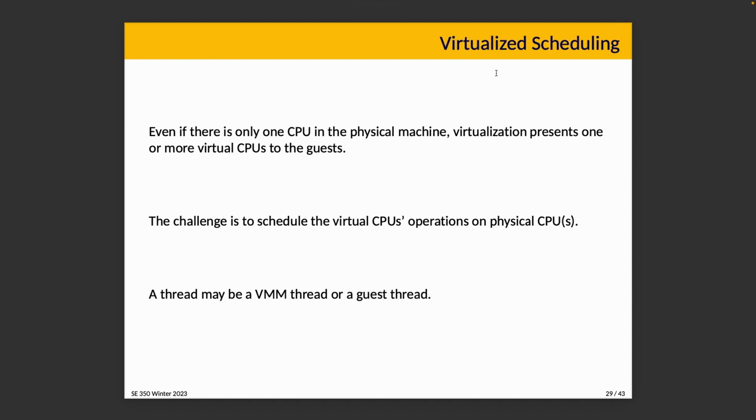So even if there's only one CPU in the physical machine, virtualization presents one or more virtual CPUs to the guests. And given whatever machines you want, you can dedicate things accordingly. Right? So a guest system is allocated some number of CPUs, depending on how you choose to configure it, and it could be anywhere from 1 to all of the CPUs in the system.